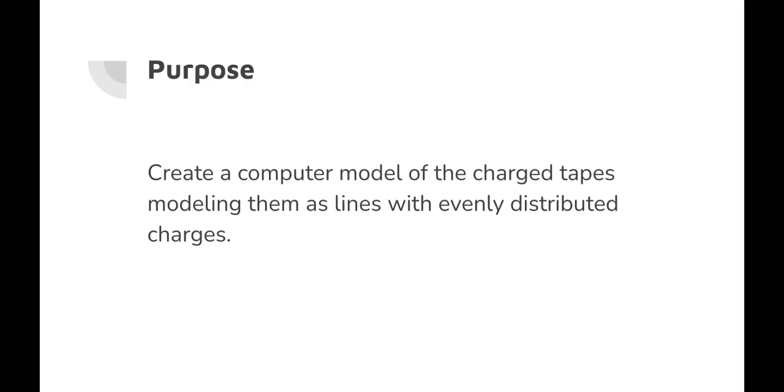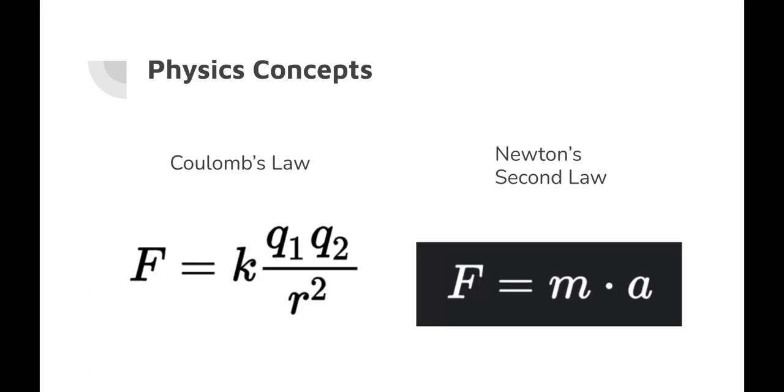To introduce, the purpose of this lab was to create a computer model of the charged tapes from the previous lab 1 that we did, by modeling them as lines with evenly distributed charges. The physics concepts used in this lab are Coulomb's law, which is F equals k times q1 q2 all over r squared, and Newton's second law, which is F equals mass times acceleration.